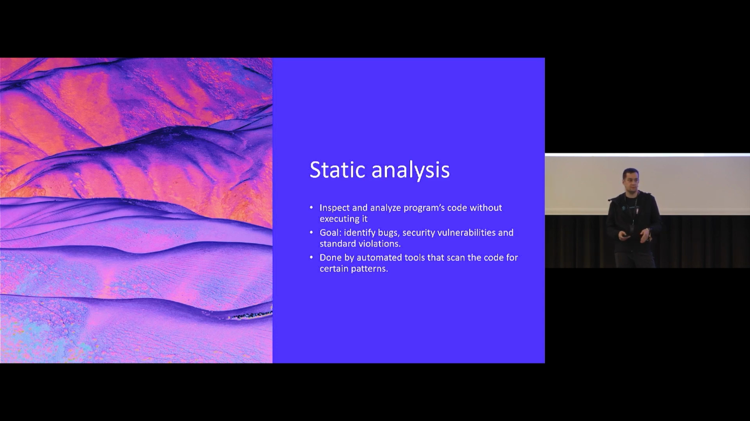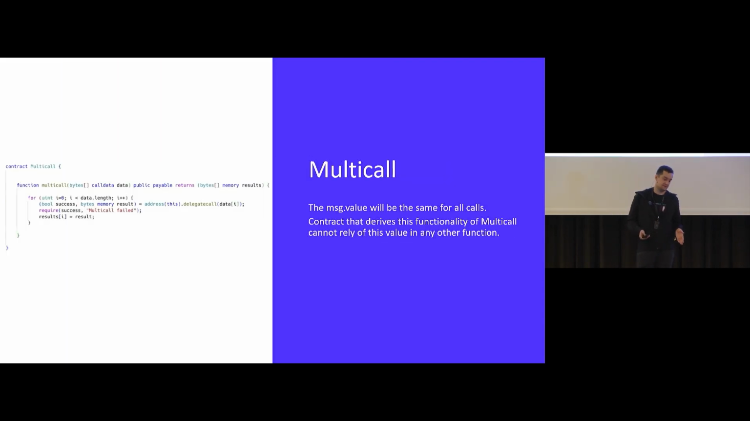So now the question: what is an automated tool, right? What can it be? And for that, let's go to the first example. This is, maybe you know, the famous contract Multicall, used by a bunch of contracts. And there is a well-known problem with this contract. You don't need to read the code, I'm going to explain it.